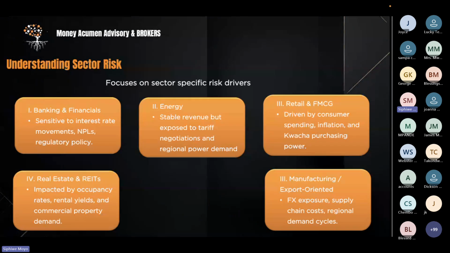So this has an effect on the performance of the real estate sector. And diving into manufacturing and export-oriented sectors, export manufacturers benefit from strong regional demand, but the downside is they are heavily exposed to FX volatility and input cost fluctuations, which can then affect the performance of these companies.